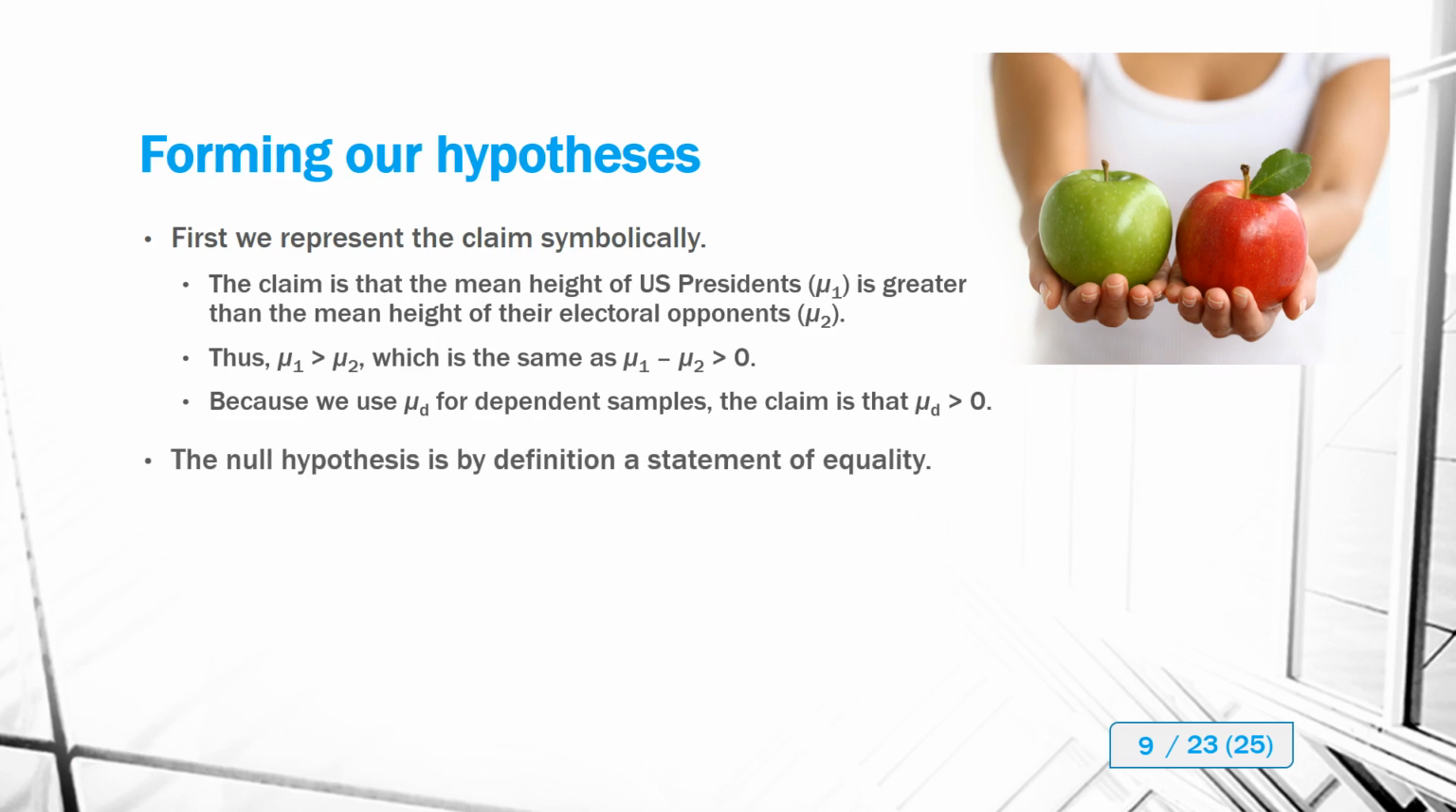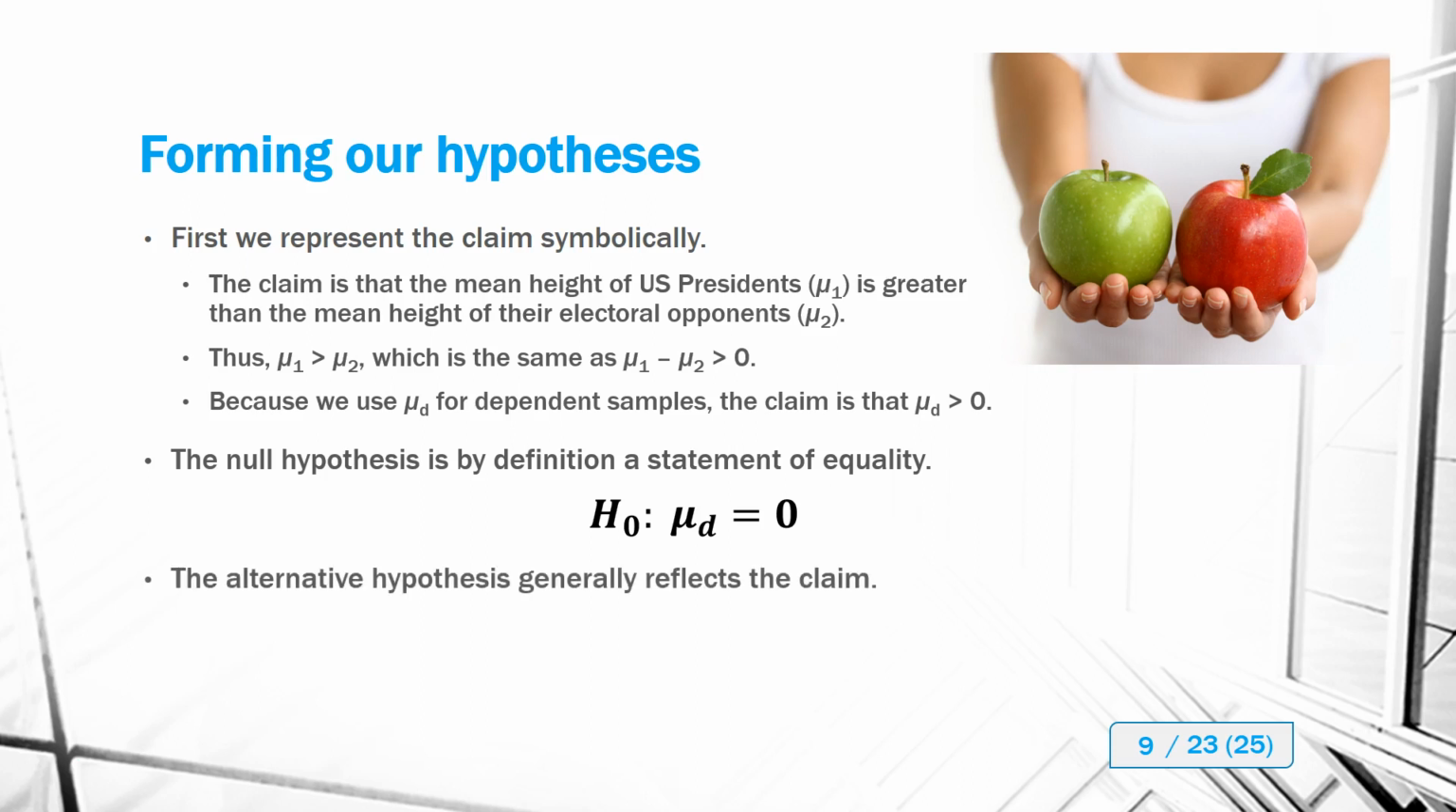Now we're going to write the null hypothesis, and as always, the null hypothesis is a statement of equality by definition. So we're going to say mu sub d equals 0. That's our null hypothesis. Then the alternative hypothesis will again generally reflect the claim. Here we just take the claim and make it our alternative hypothesis, because notice there's no semblance of equality in our symbolic representation of our claim. So therefore we can just extract it out and take it as our alternative hypothesis.